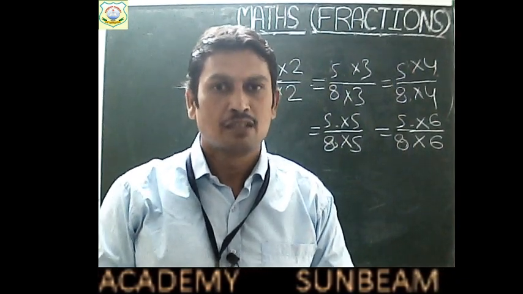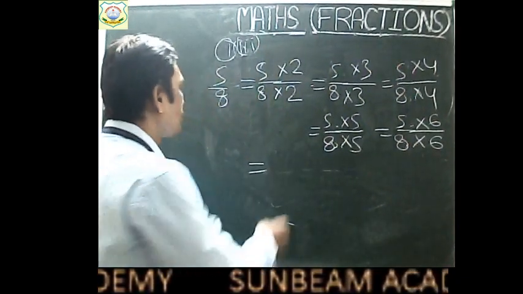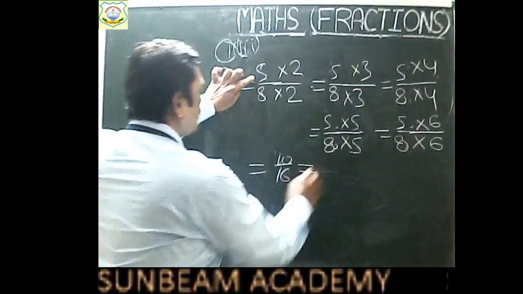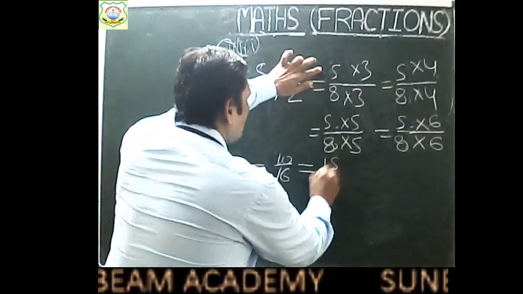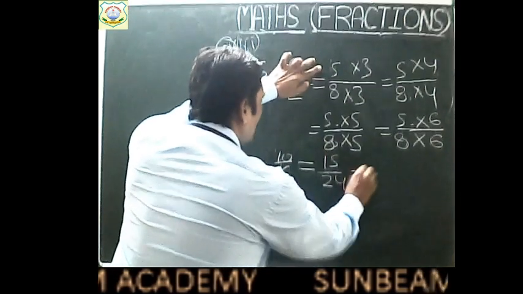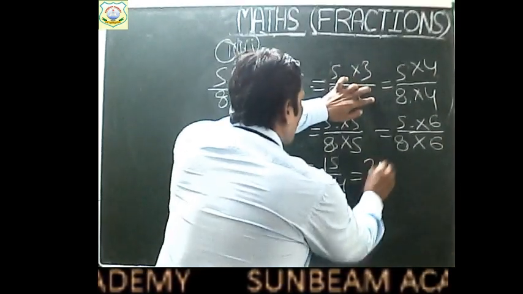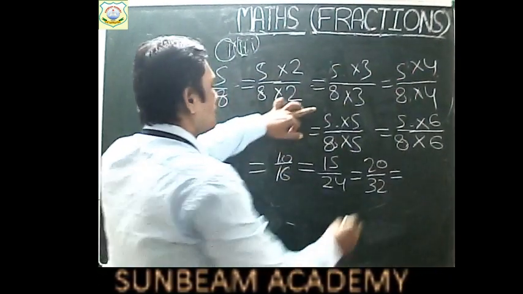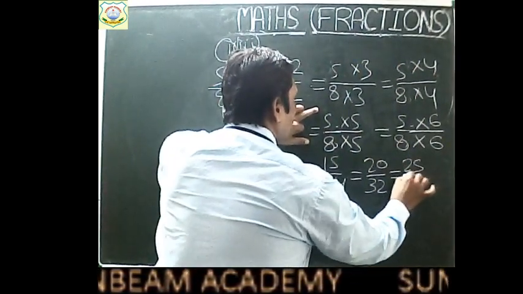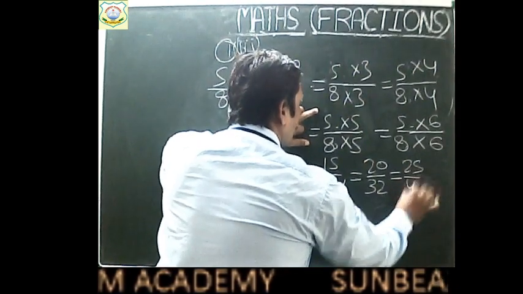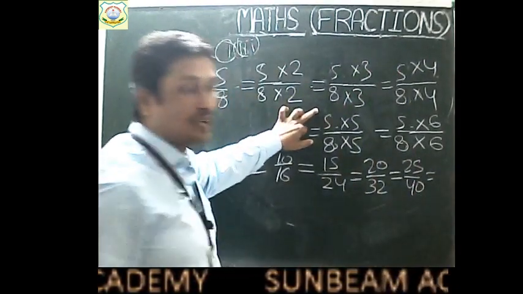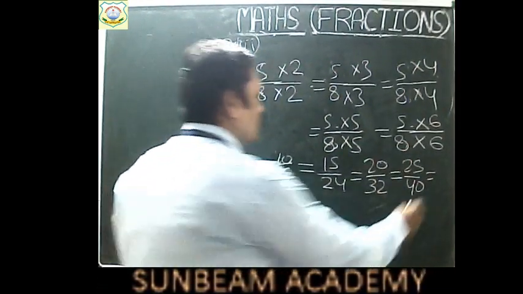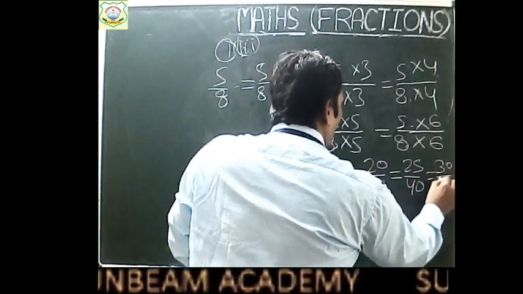So easy. Okay children, to solve this now, 5 times 2 is 10 upon 8 times 2 is 16, equal to 5 times 3 is 15 upon 8 times 3 is 24, equal to 5 times 4 is 20 upon 8 times 4 is 32, equal to 5 times 5 is 25 upon 8 times 5 is 40, and children, at last 5 times 6 is 30 upon 8 times 6 is 48. So 30 upon 48.